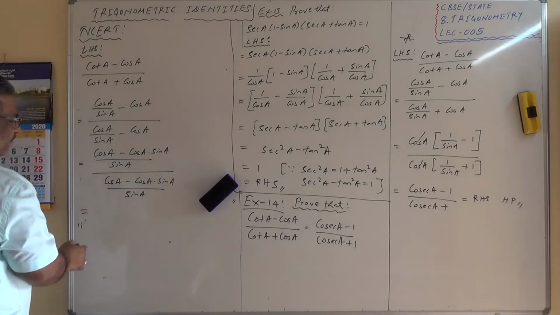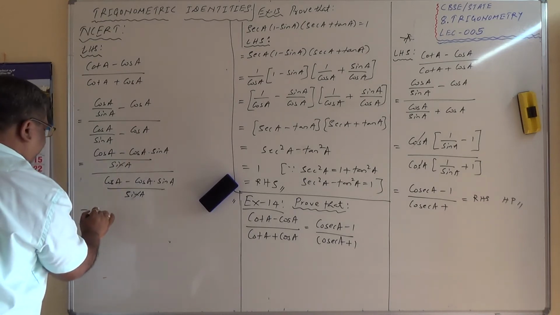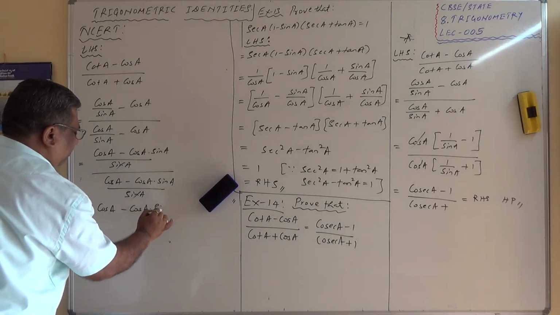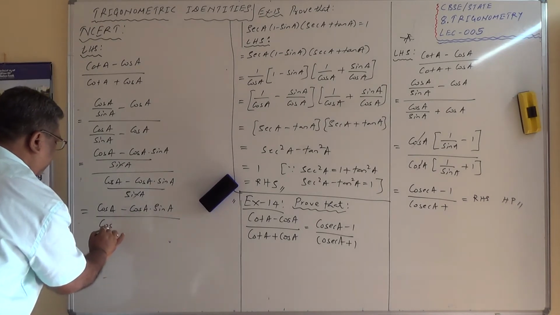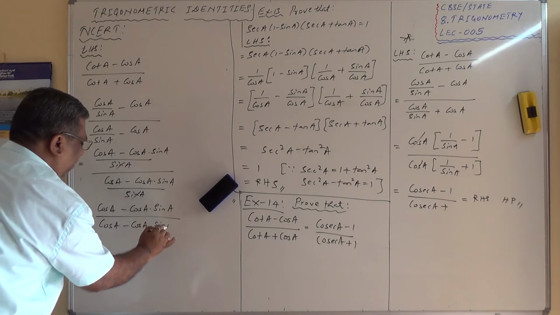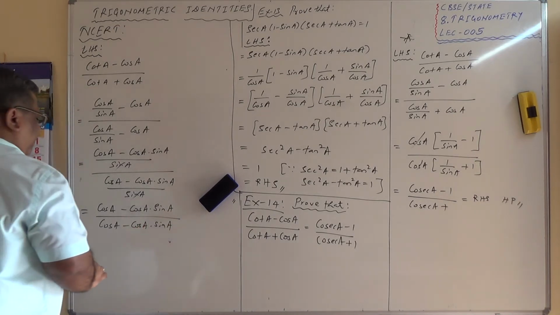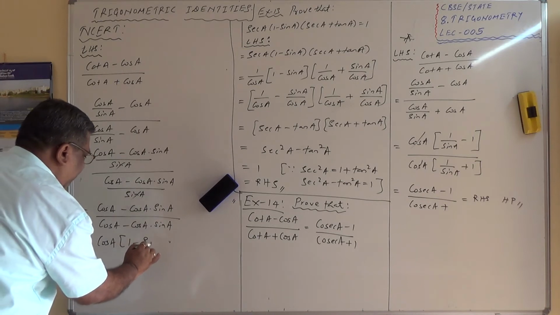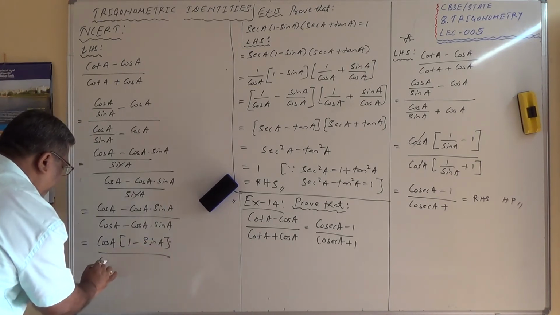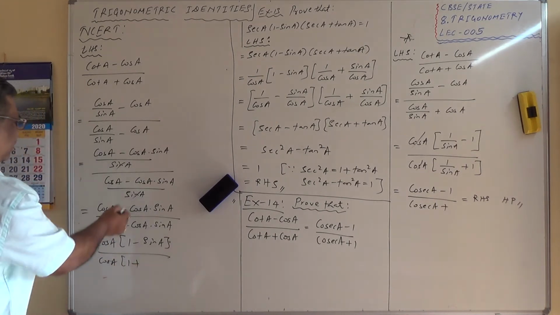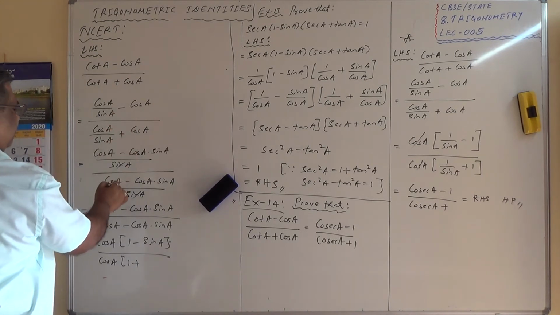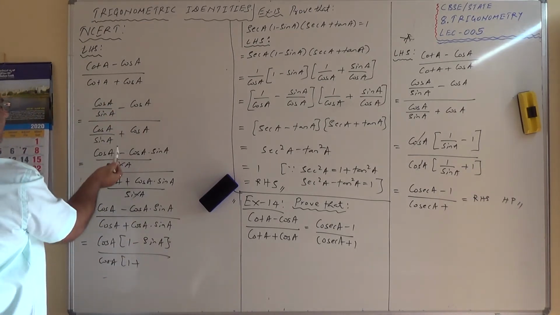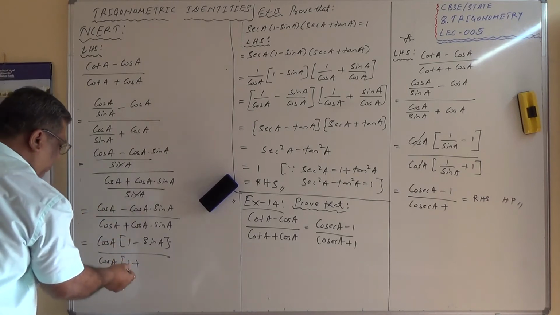Okay, so this equals, sin A cancels, and therefore what we are left with is cos A minus cos A into sin A, the whole divided by cos A plus cos A into sin A, which equals, what I can do now, take what is common here, cos A into 1 minus sin A, the whole divided by cos A into 1 plus sin A. Just a moment, I missed this plus sign in the denominator, so that is plus here, this is plus sin A. I hope you are understanding.